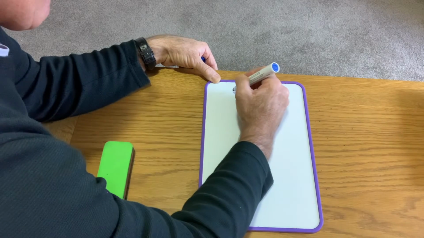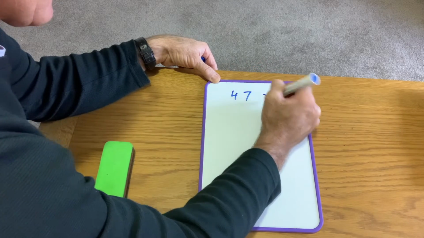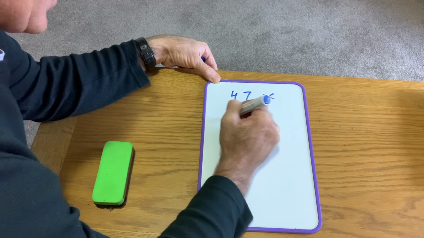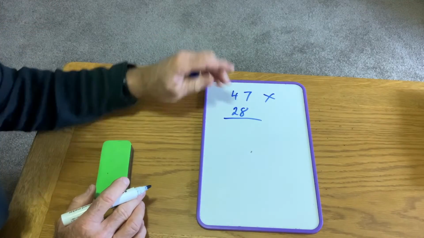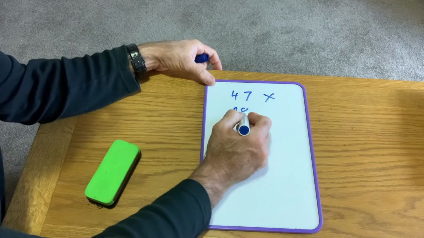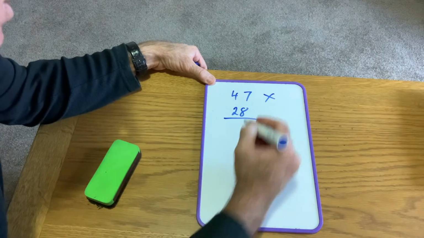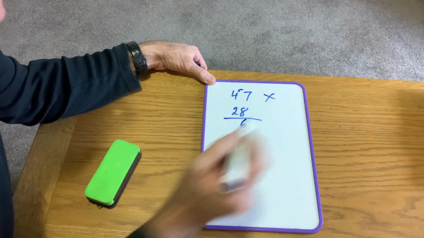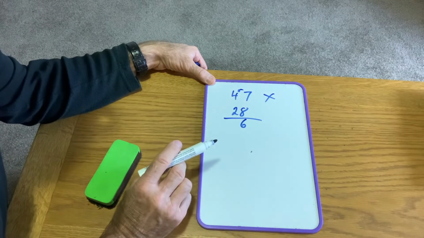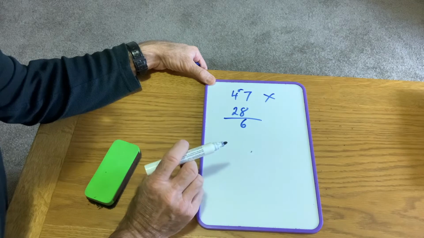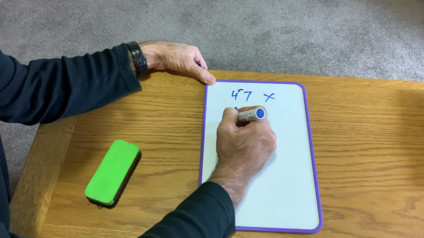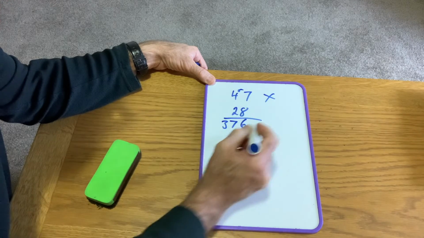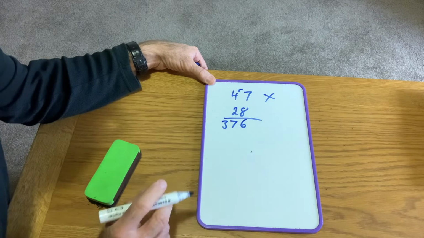Random numbers. Let's go 47 multiplied by 28. Ignore the 10s for the moment. 8 times 7, 56, which is 6 and 5 10s. 8 times 4, 32, plus the other 5 10s, 37. That's the answer to 8 times 47.